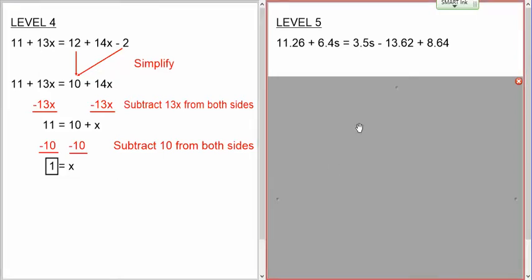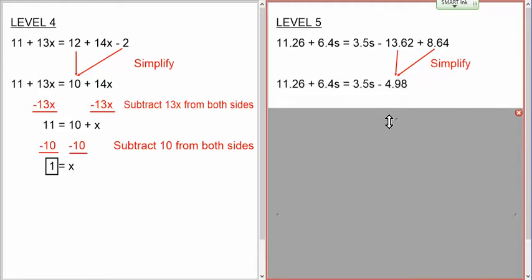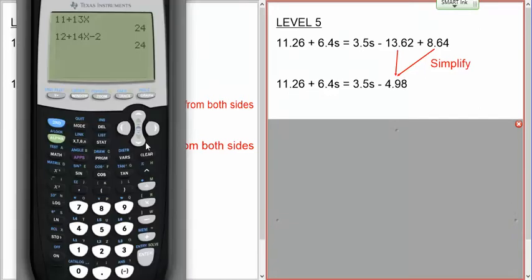Level 5 question. Level 5, it's got a bunch of decimals. It's got some simplifying that needs to occur, and the simplifying is where I'm going to start. I've got a negative 13.62 and a positive 8.64 here. I'm going to combine those together to make negative 4.98. So again, I did negative 13.62 plus 8.64, and that gives me negative 4.98. So you've got to remember that that minus sign right there is kind of like acting like a negative sign.